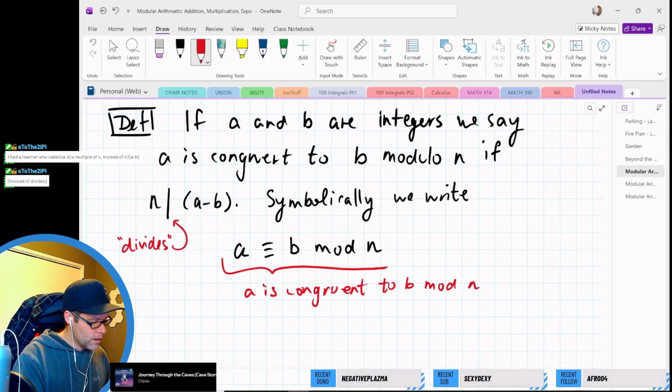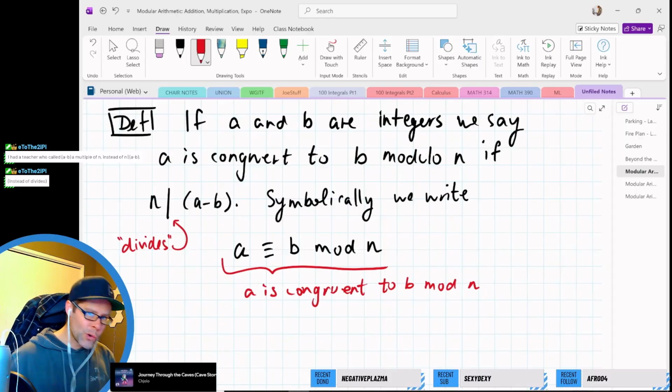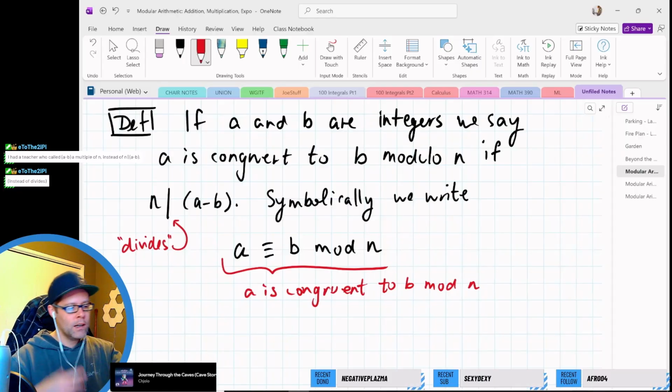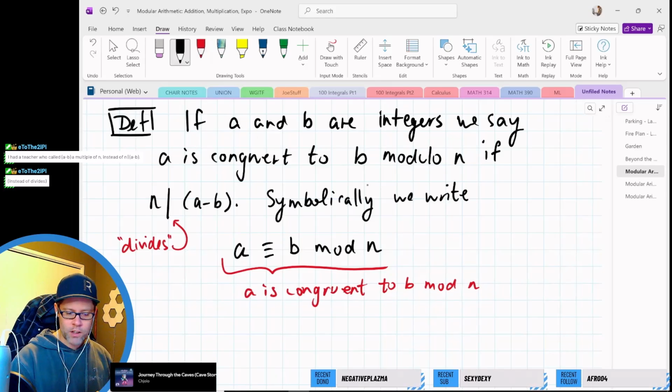And in the next video, we'll talk a little bit about why we use the word congruent. That'll become a little bit more clear. But for now, just understand that's our terminology. That's how we're going to get things set up.